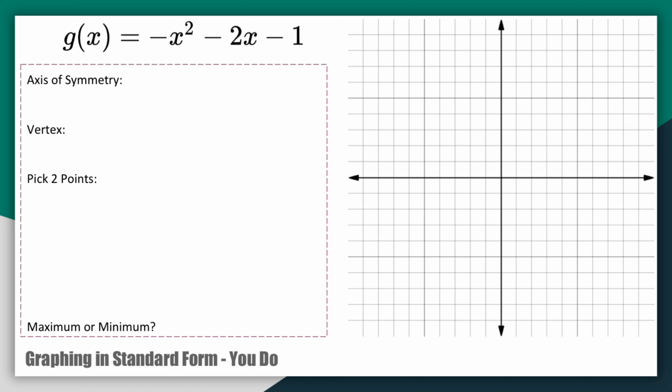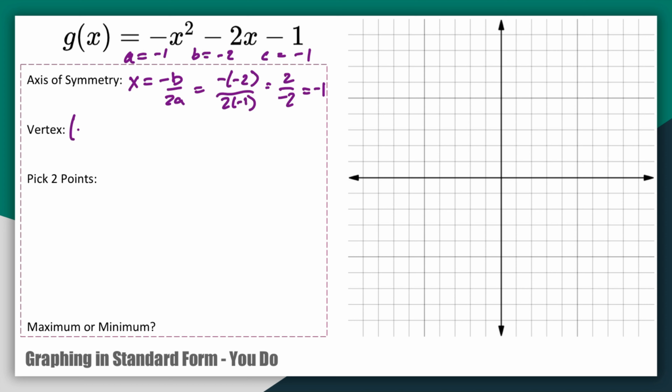Okay, so hopefully you gave this a try. You can see off the bat it's in standard form. So A is -1, B is -2, C is -1. I use that for my axis of symmetry, -b over 2a. Now notice how B is a -2 up there, which means if you plug it in, you end up with a negative, which will give you a positive. And then 2 times -1 is -2, so I end up with a negative again, and my answer there would be -1. I have that for the vertex.